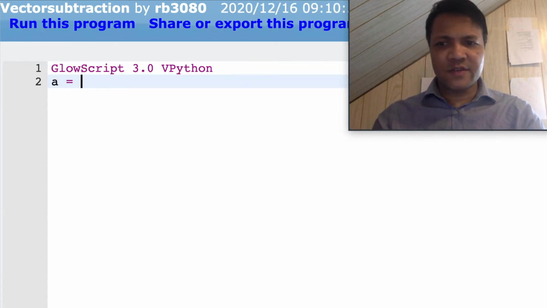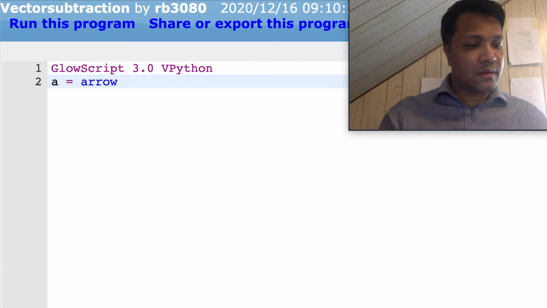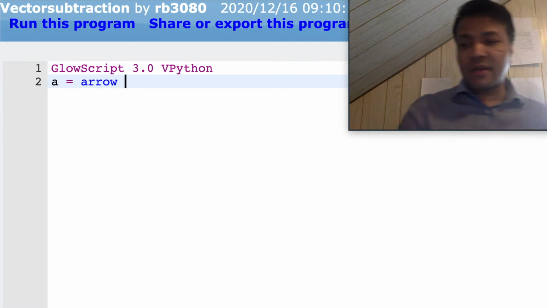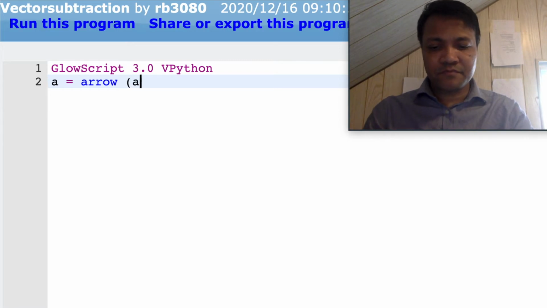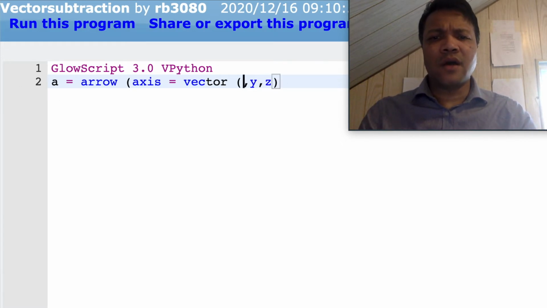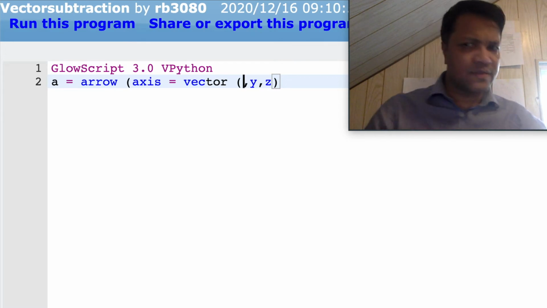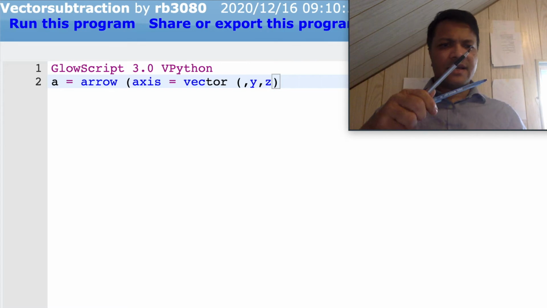So a is equal to arrow. Let me see what we have. A is equal to arrow, and then axis, and then vector. We have three: x, y, and z. We're gonna do it in 2 dimensions, so don't worry. So x component. So vector 1 is 30 degree above the x-axis.